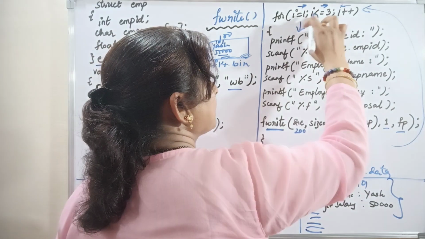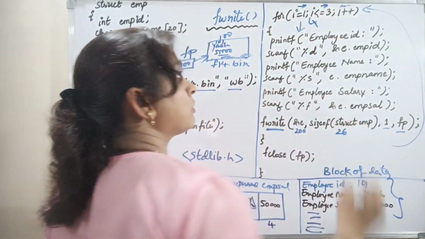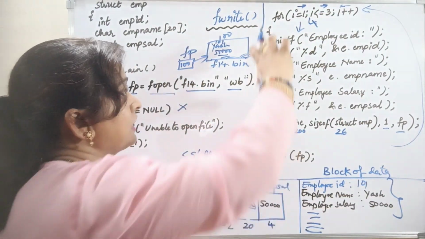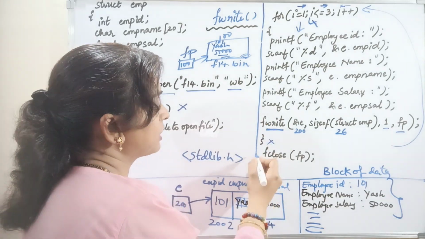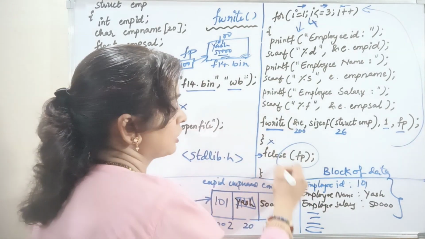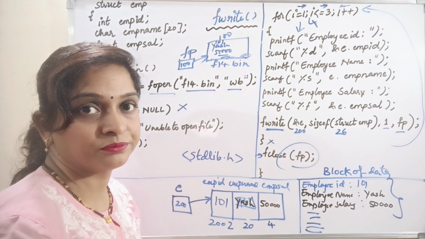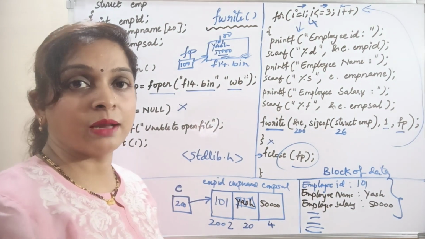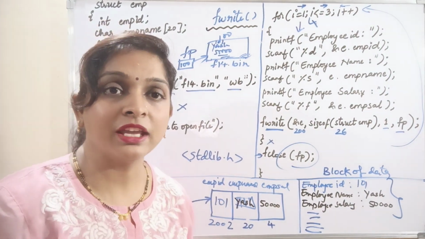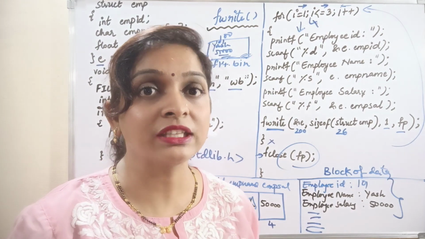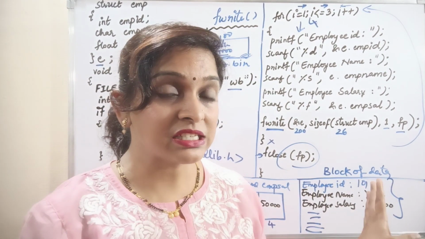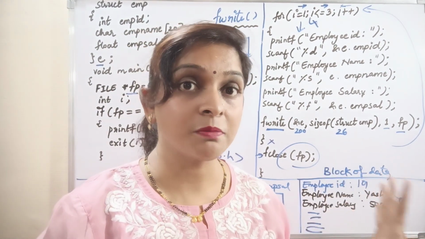Loop back, it becomes 4. 4 less than or equal to 3? Condition not satisfied. This complete block will be skipped. Control goes to fclose, which closes the file pointer. So this is how we write a block of data into the file. Hope you have understood fwrite. Now let us see the execution of this program.